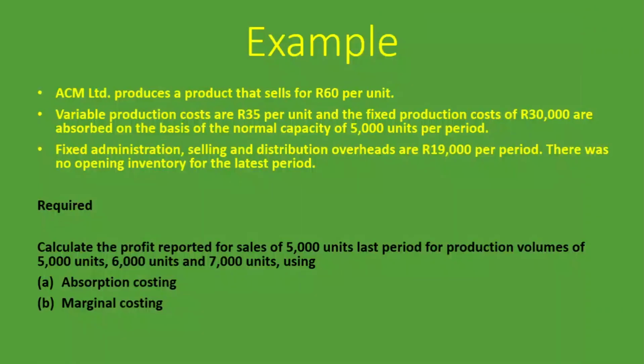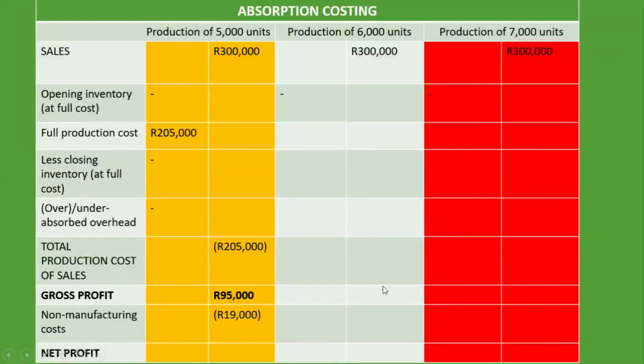Well, let's go back to our example. We are told here that the fixed administration, selling and distribution overheads are 19,000 Rand for the period. So that is what we'll put over there, 19,000 Rand. And then we take the gross profit of 95,000 Rand minus the 19,000 Rand. We get a net profit of 76,000 Rand. And that is how we use absorption costing to calculate this first example.